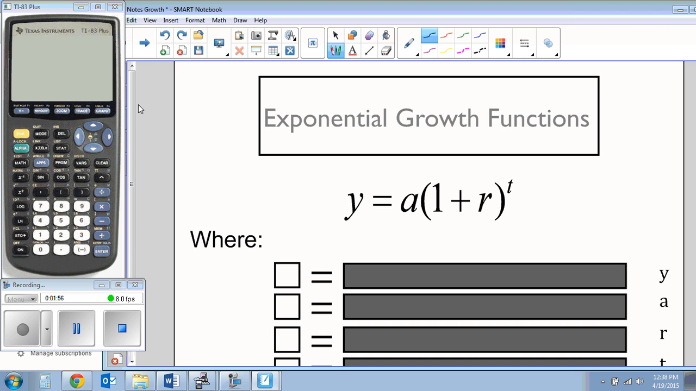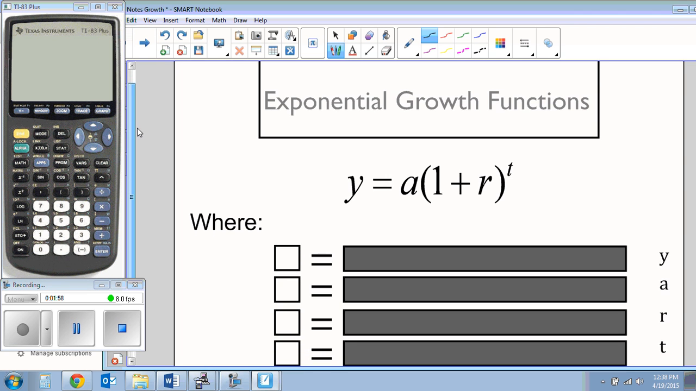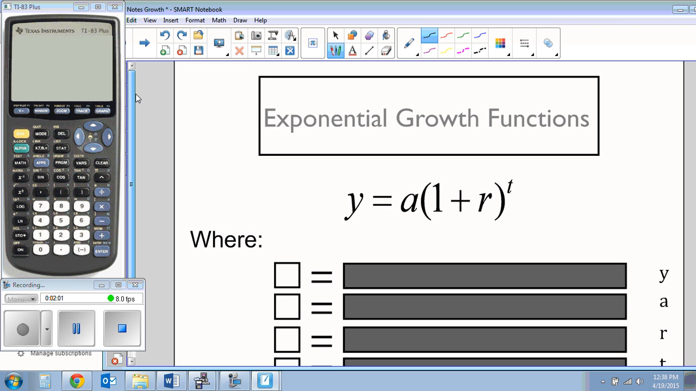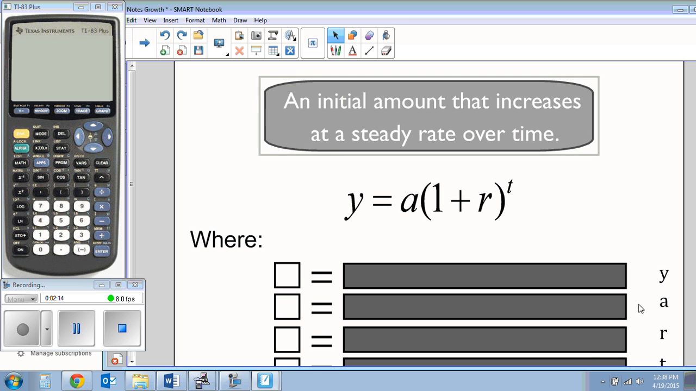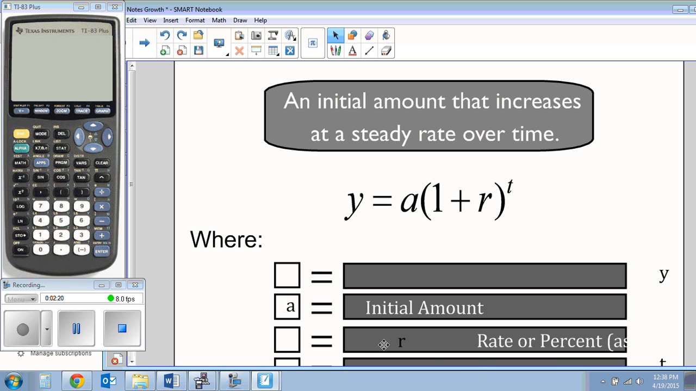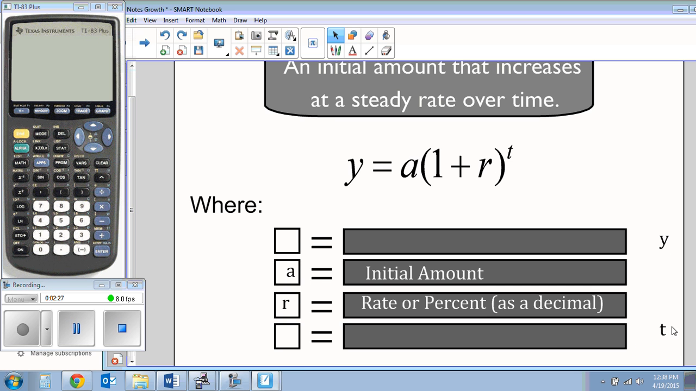So once we're able to do that, we can start talking about these exponential growth functions. Our parent function for this, or our general equation, is going to be y equals a times 1 plus r to the power of t. This is something that you're going to want to memorize when we go through these problems. An exponential growth is when you have an initial amount, which is our a value, that increases at a steady rate, or our r value, which is a percent that we've turned into a decimal, or the rate that they give us, over time, which is t.